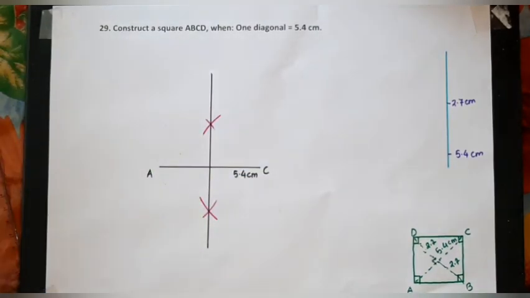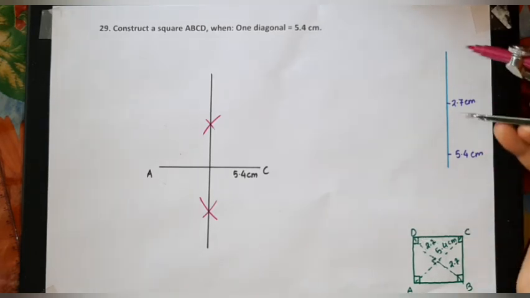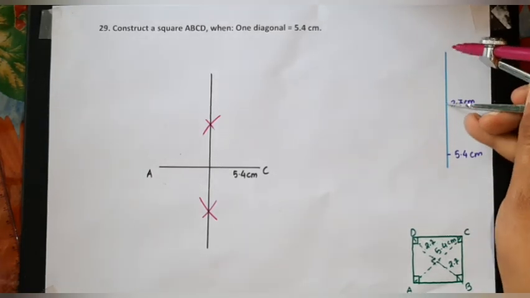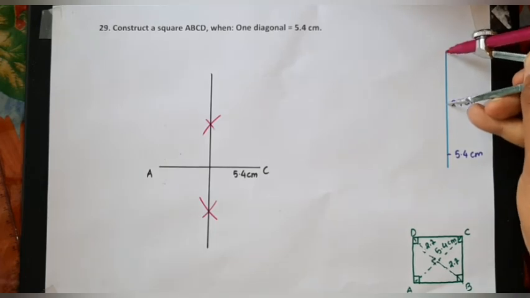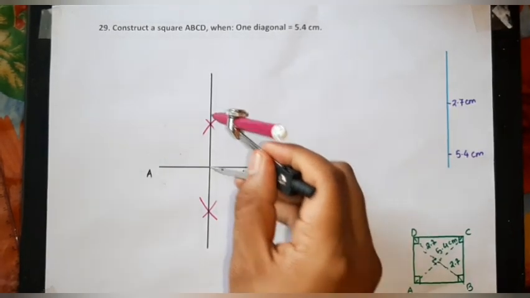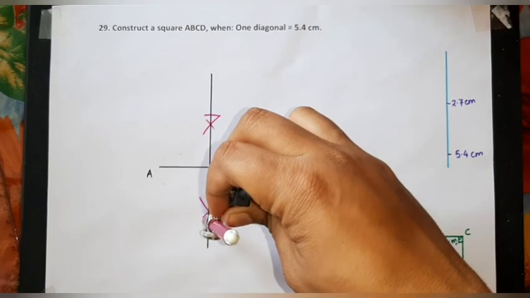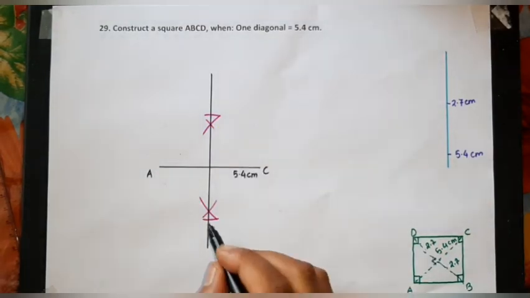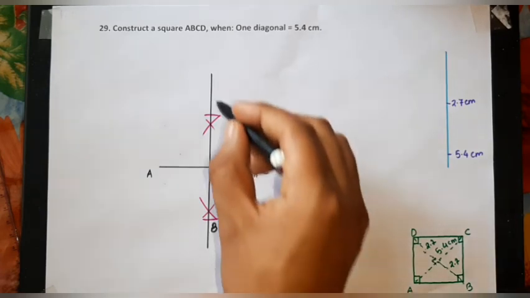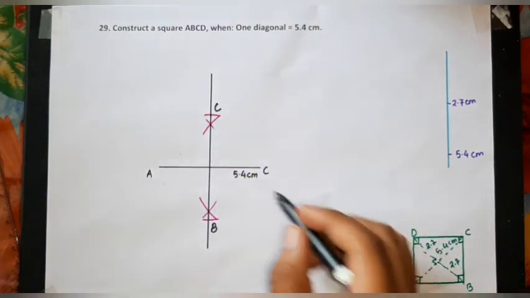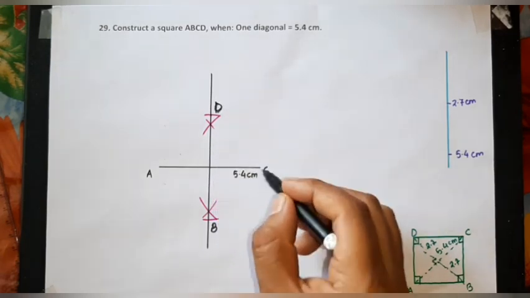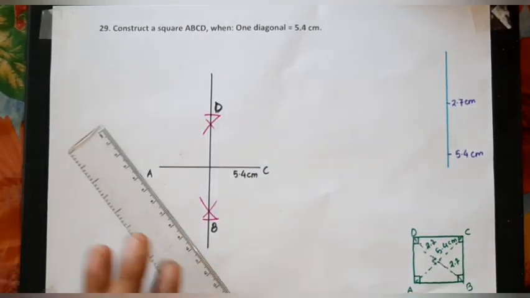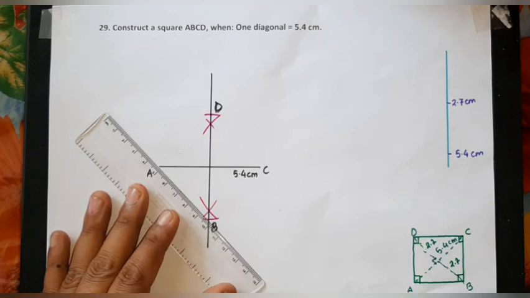After joining, what I need to do is take from here to here 2.7, so let me take a 2.7 radius, and from here let me cut here and here. So the point of intersection here, let me call this B, and let me call this point C. Oh, I'm sorry, it is D, because C is already taken. So let me join all the vertices. Let me join AB.